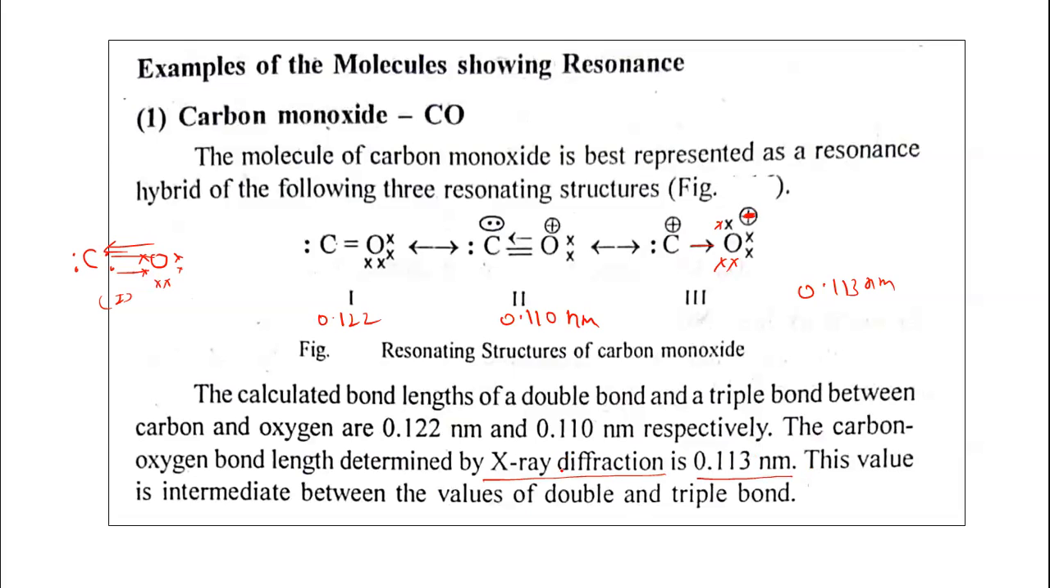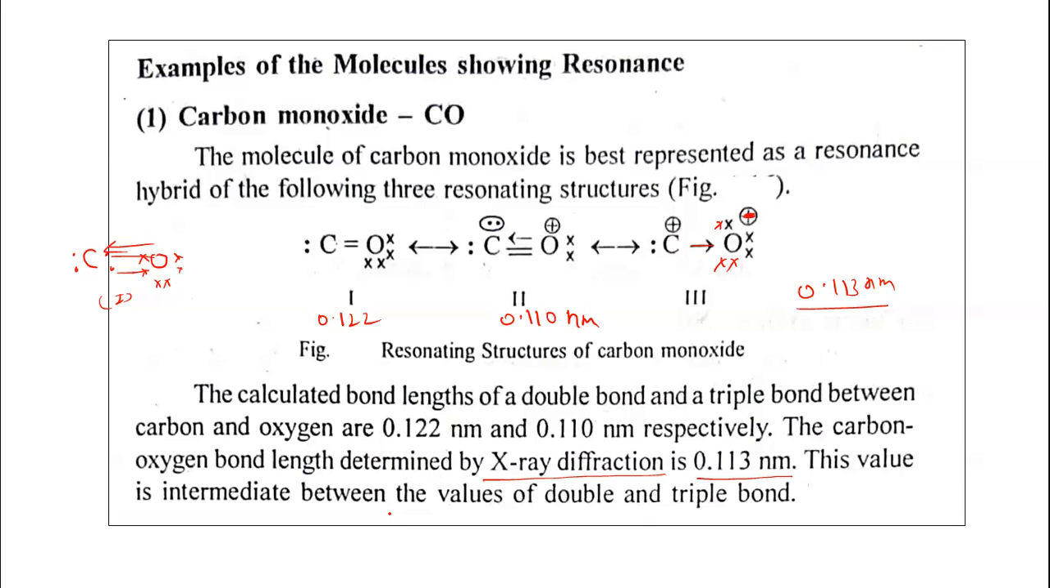This value is intermediate between the values of the double and triple bond. It is not equal to the triple bond, but it is not equal to the double bond. It is intermediate between these. Of course, it is near to the triple bond. So the experimental bond length determined by X-ray diffraction is 0.113 nanometer, and that lies in between the double and triple bond.